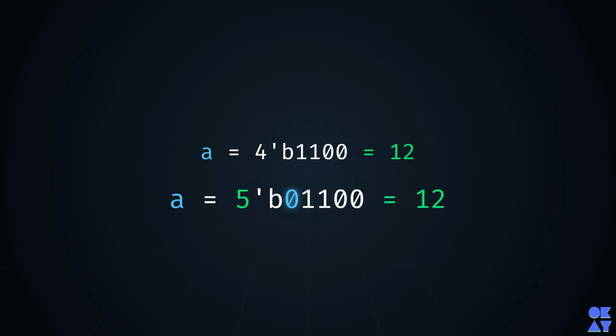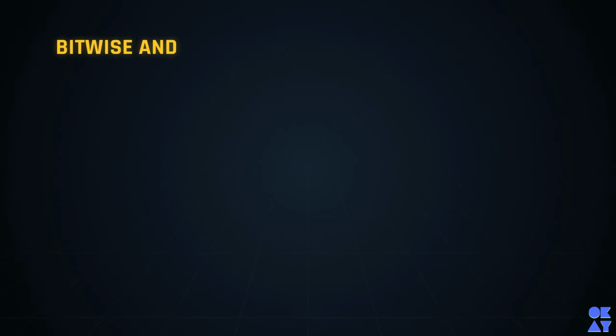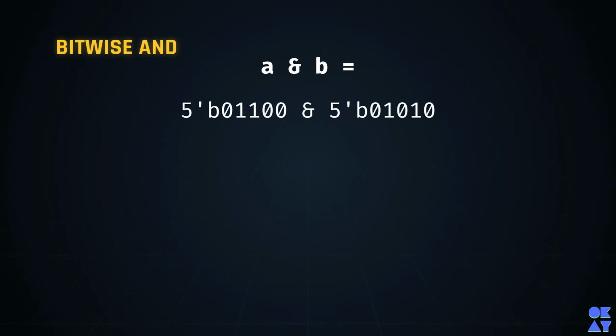So the important rule is, if two operands have different bit widths, the smaller one is automatically extended to match the larger one. Zeros are added at the MSB side. This rule applies not only to bitwise operations, but also to arithmetic operations. So here, A equals 4'b1100 is treated as 5'b01100. Now let's perform bitwise AND. A and B, 5'b01100 and 5'b01010. Now do it bit by bit.